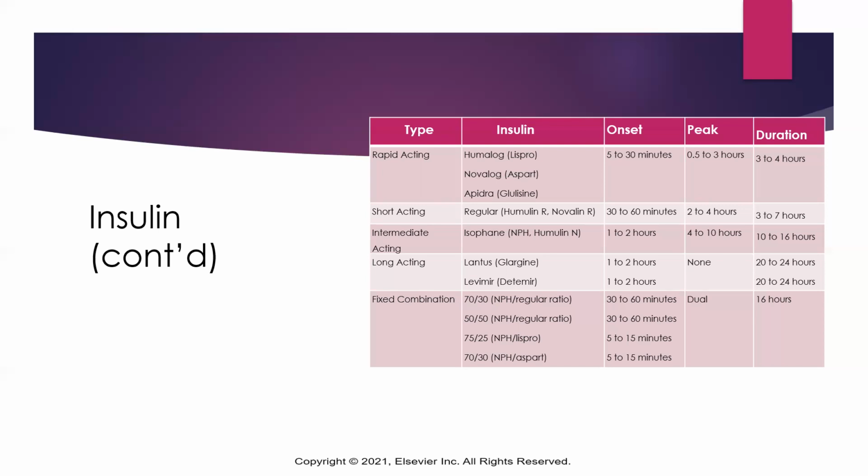Then we have our short acting. So that's going to be your regular insulin or your Humulin. So this one, what's our onset? This is a quick acting, but not that rapid acting, right? So we've got 30 minutes to an hour. It's going to peak at 2 to 4 hours, and it can last anywhere from 3 to 7. Then we have our intermediate acting. So isophane, did anybody have NPH for their drug?